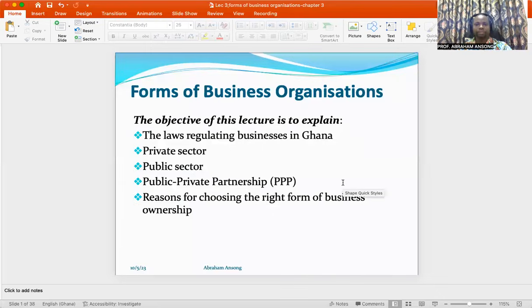In this lecture, we are going to look at forms of business organizations. The objectives to be addressed include getting a proper understanding of the laws regulating businesses in Ghana. And the forms of business organizations normally fall under various sectors.